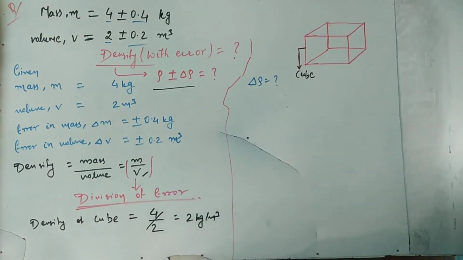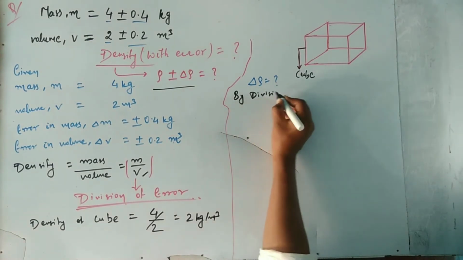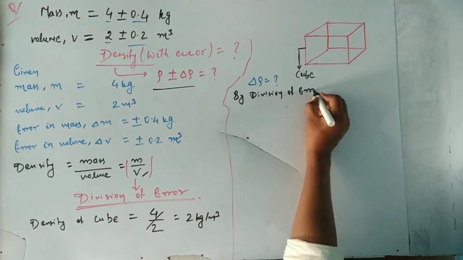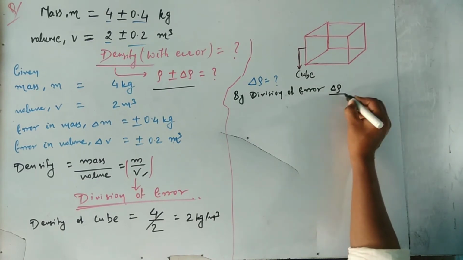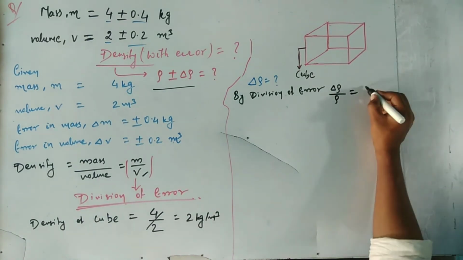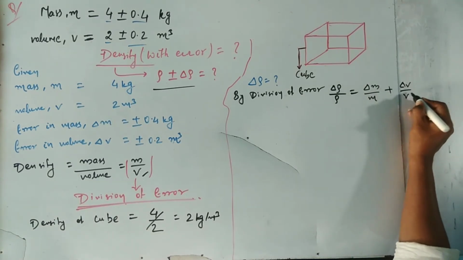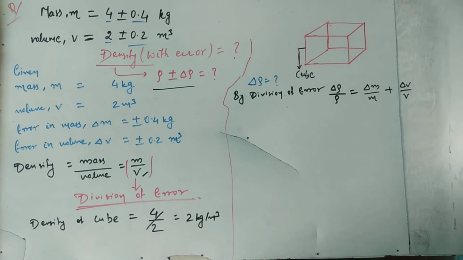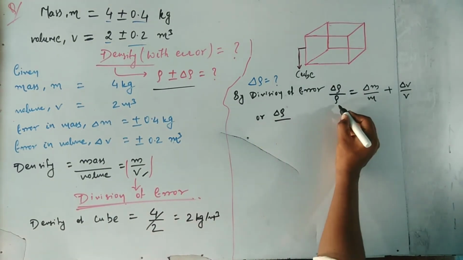By division of error, one formula is there. Del rho by rho is equal to del m by m plus del v by v. It is the formula for division of error. So from this formula we find the value of del rho. Now we put the value of rho.